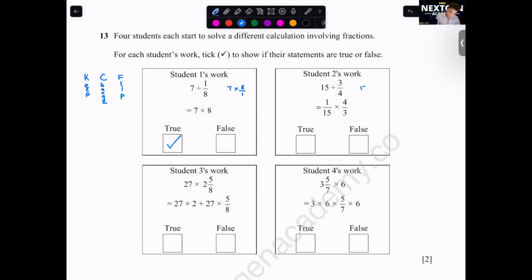Second one, 15 times 4 over 3. Okay, he did 1 over 15 times 4 over 3, so he flipped both of it. So this one is false. Okay, third one, 27 times 2 and 5 over 8. Okay, I often see students make mistake for this one. When we got a multiplication with a mixed number, how do we calculate it? Okay, look at student 3 and student 4. This is without calculator. Which one is correct? 3 or 4? So look at 3. 3, they said, is 27 times 2 plus 27 times 5 over 8. Student 4 says that is this one times this times this times this.